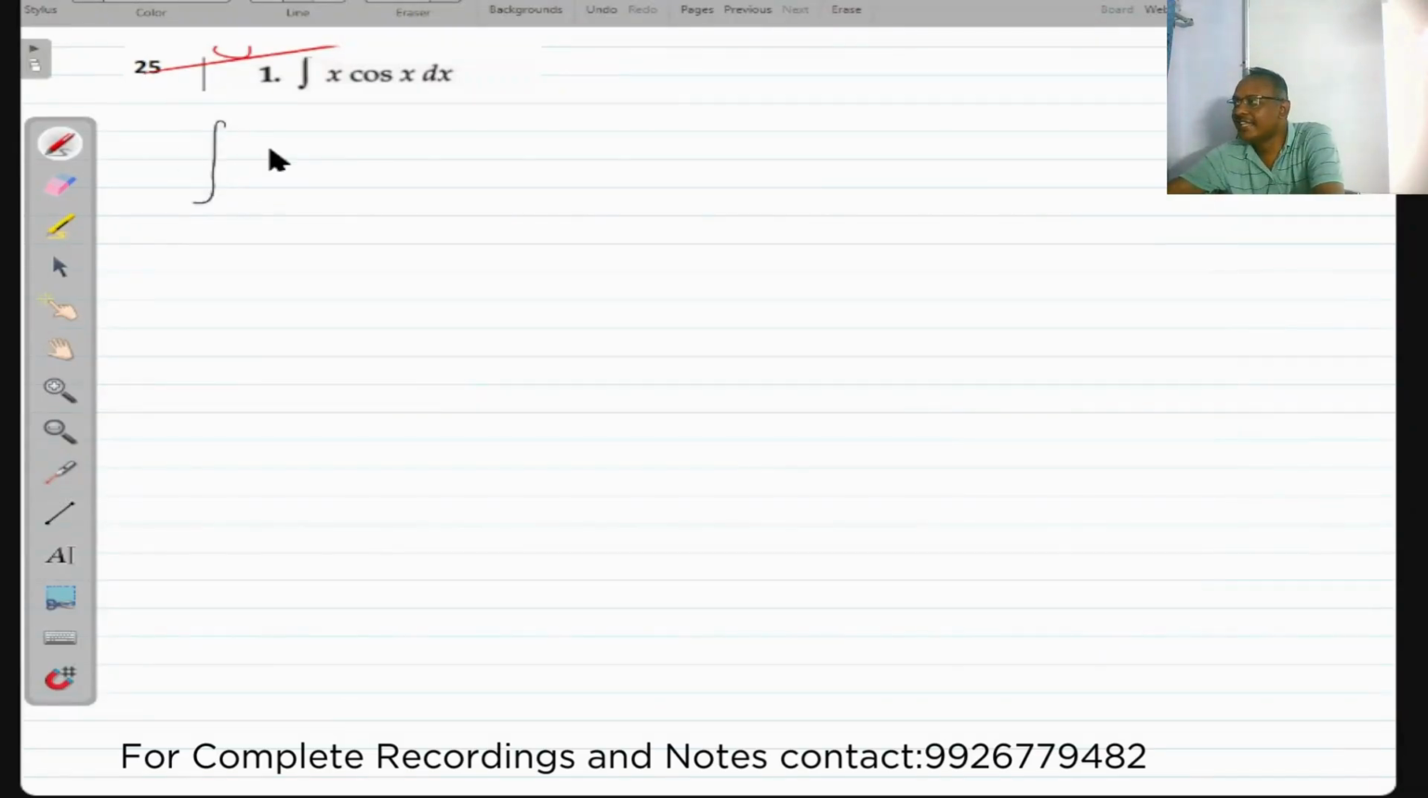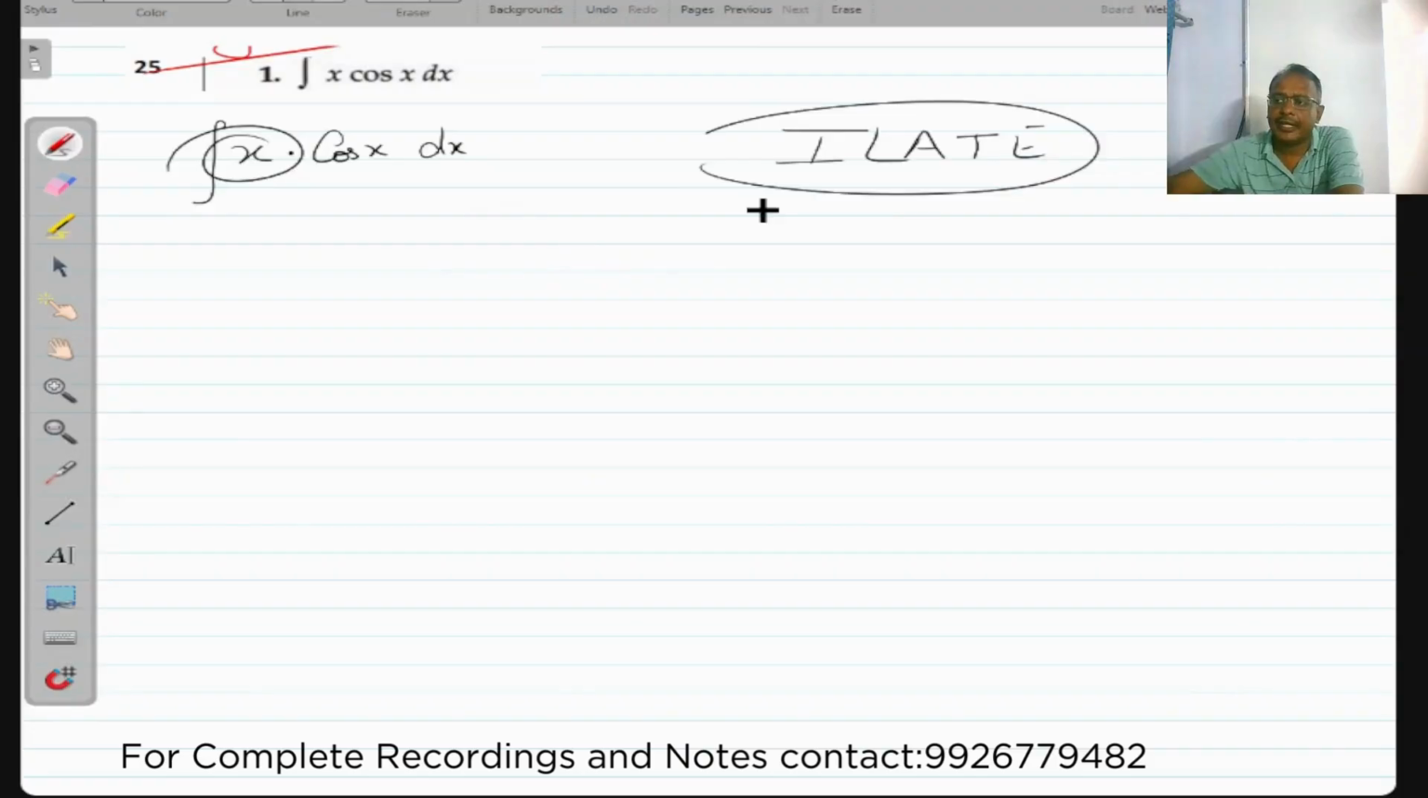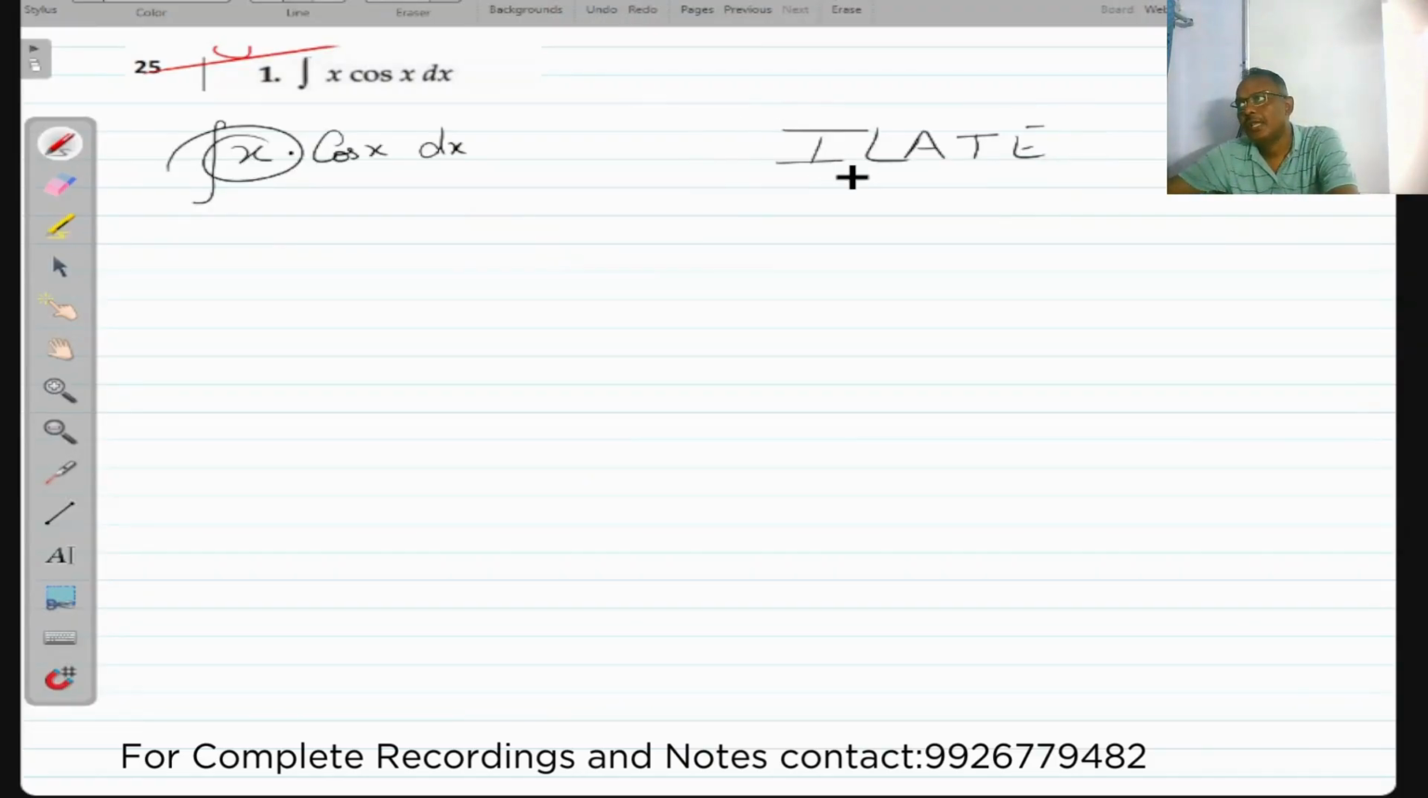Integral of x cos x. Try hard, will any substitution work here? No, no substitution will work. According to the ILATE rule, x comes in which category? Algebra. Cos x comes in which category? Trigonometry. Which one have we taken first?